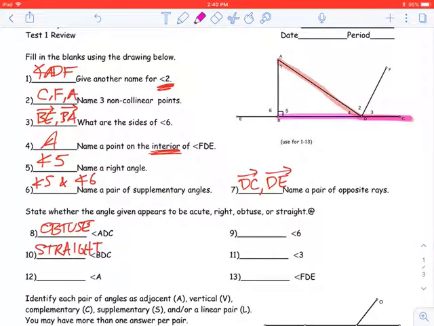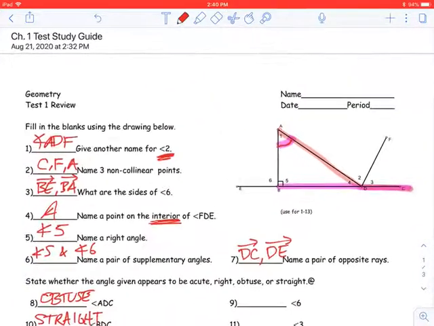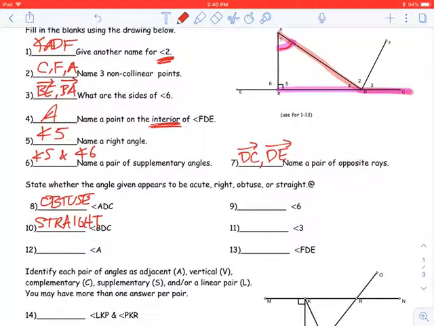Okay. Number 12, angle A. Angle A is the same as angle 1. Since A doesn't have any other rays coming from it, that's the only angle we can talk about with A as the vertex. And that is pretty small. It's less than 90, so that's acute.